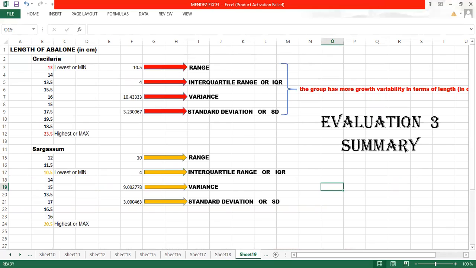In the evaluation 3 summary, it is obvious that group A Gracilaria has a greater variance and STDEV than group B Sarcodia, which is less variable or dispersed. Therefore, the more dispersed one, with more growth variability in terms of length in centimeters, goes to group A Gracilaria. Now we're done with our 3 evaluations.